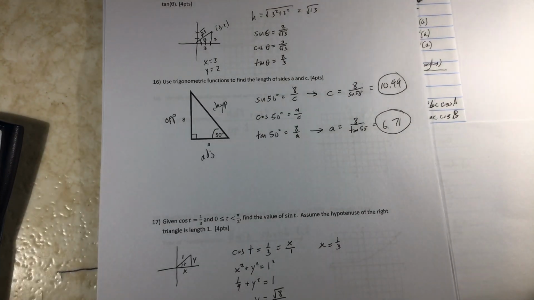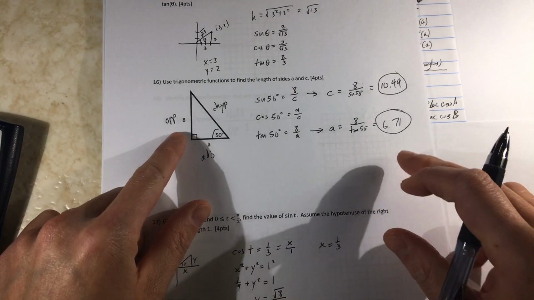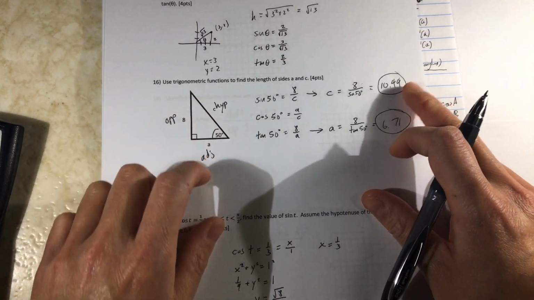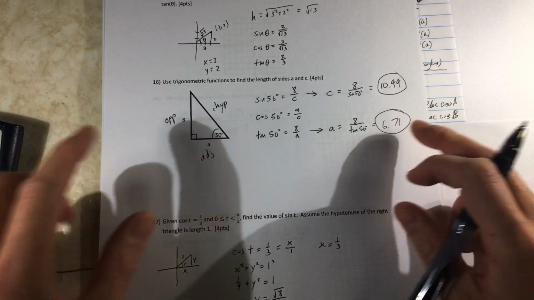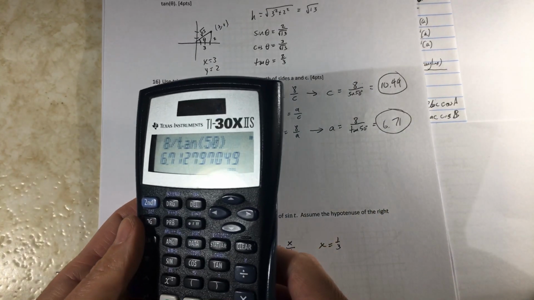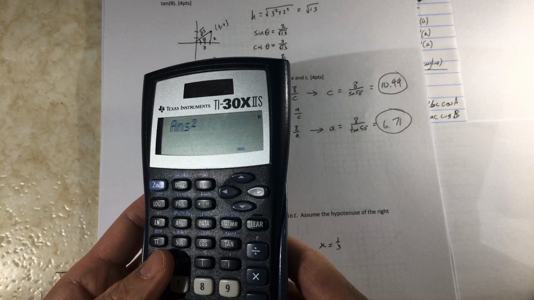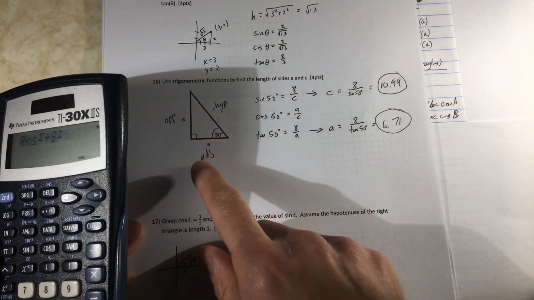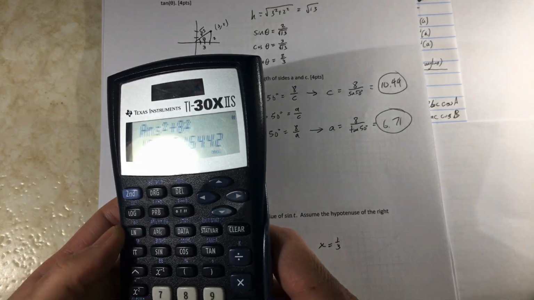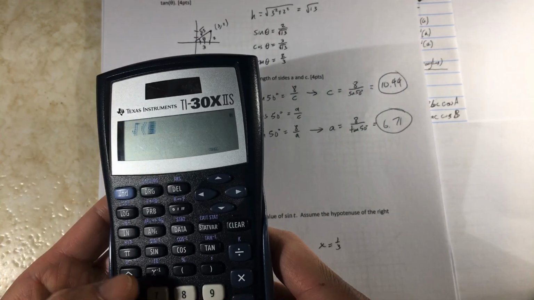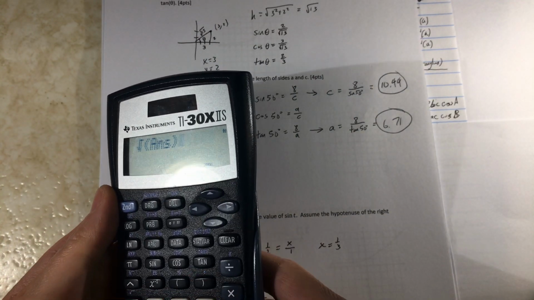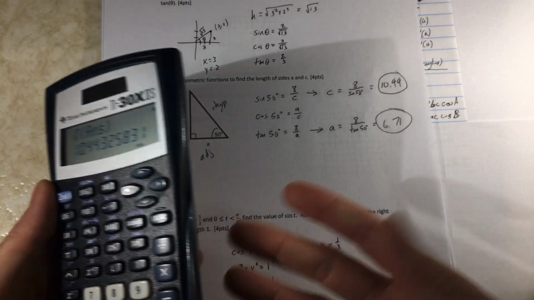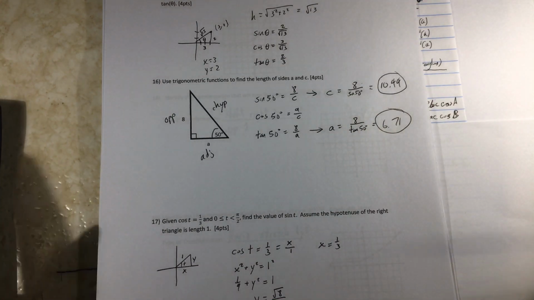Okay? And one thing you can check is that the two sides should be less than the hypotenuse. The hypotenuse should be larger, so 10.44, 6.71, and 8. You can also use the Pythagorean theorem. So if we use 6.71 squared plus 8 squared, those are the two sides here, and we square root our answer, we should get 10.44. And we do. So that's a good check to make sure that was correct.